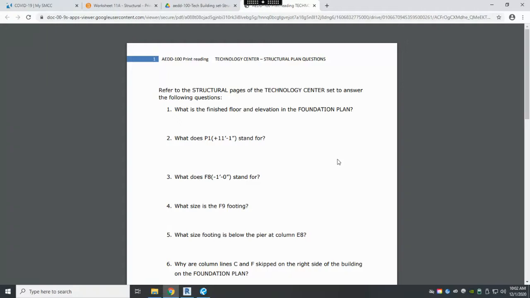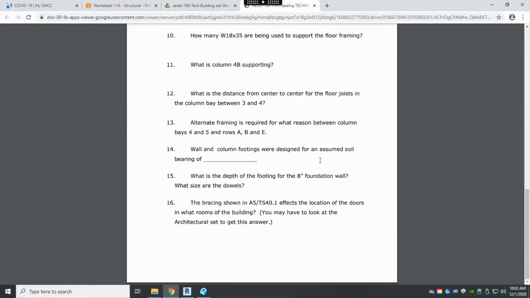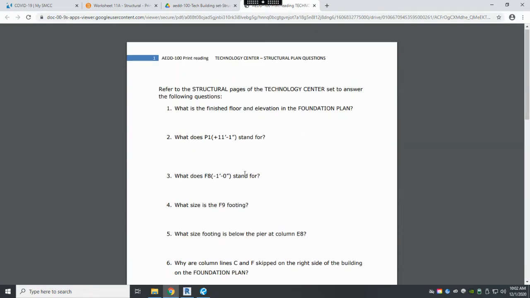The lesson on the structural set of plans. And I'm going to be referring to these questions for the structural set, but we're going to do a quick walkthrough first, and then we'll start to hunt down the answers to these questions. This is 2 pages, a total of 16 questions. And this will just pertain to the structural set within the Ross Technology building. So let's go ahead and dive into the set.